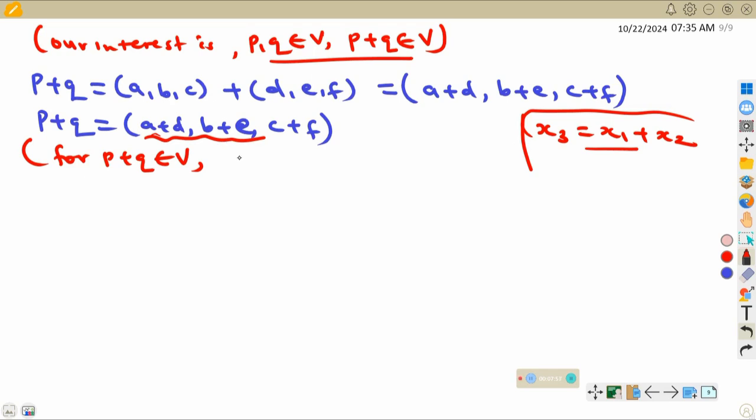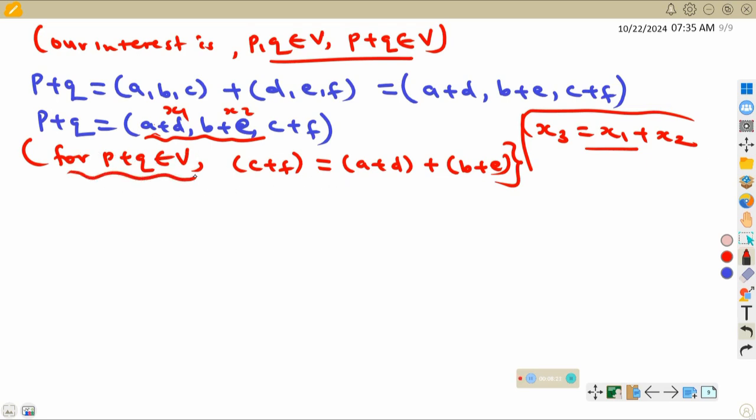So what is your x3? x3 is C plus F. So you must show that C plus F is actually equal to A plus D, which is your x1 component, plus B plus E, which is your x2 component. So this is what you must show for you to show that P plus Q is an element of V. This is what we are interested in. Now we already have our P plus Q equal to this, so this is what we need to show.